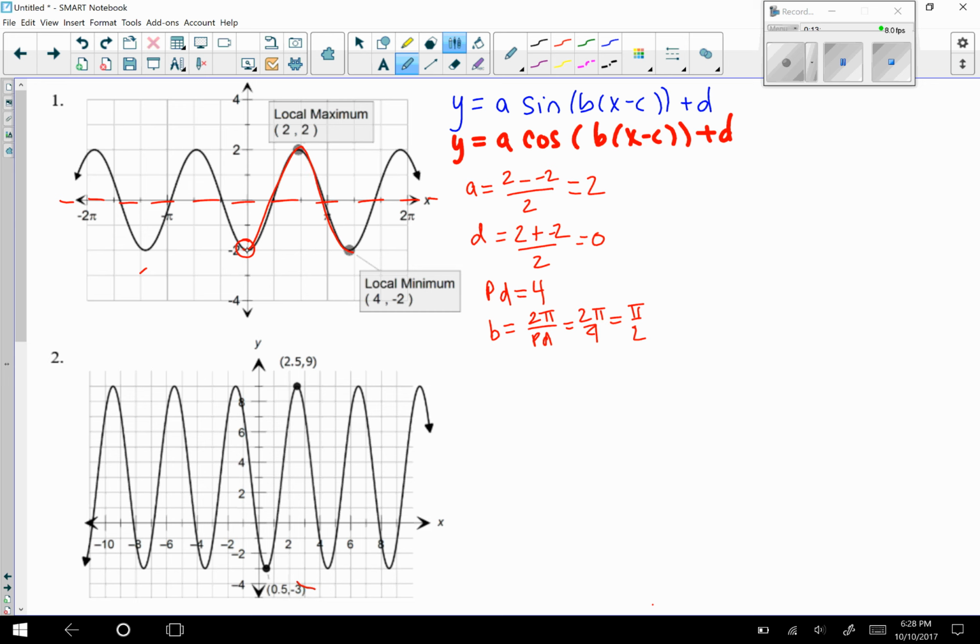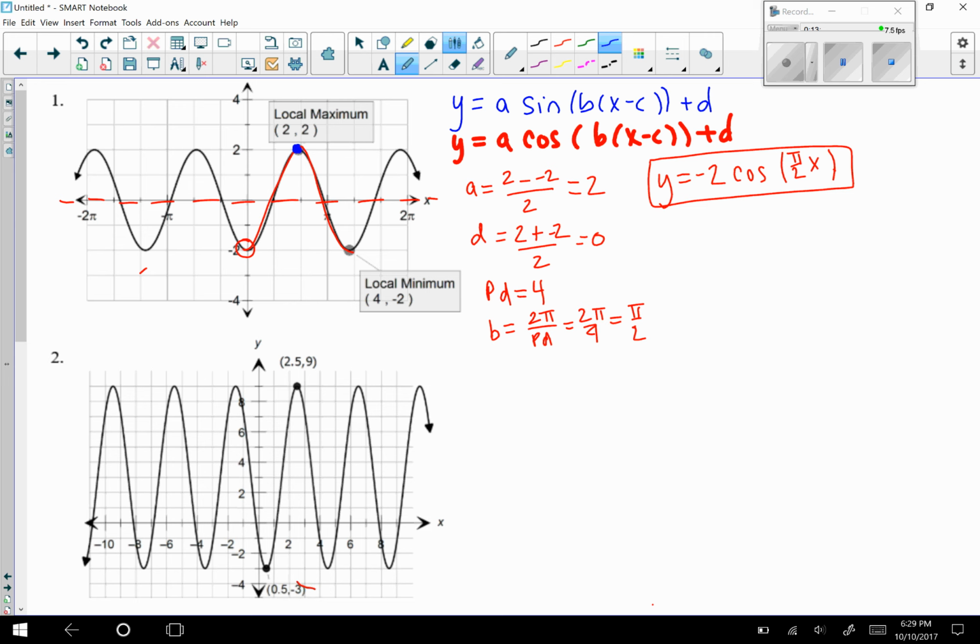But because it's opening down first, we know we have to have a reflection. So let's start off with y is equal to -2 for that reflection because it's starting down, times the cosine of my b value, which is pi/2, times x. In this case, we don't need a phase shift, so you don't really need to write x minus 0. You can actually just write pi/2 x, and then plus my vertical shift, which in this case is 0, so you don't really need to write plus 0. So this is one possible equation. Of course, I don't have to start there on my graph.